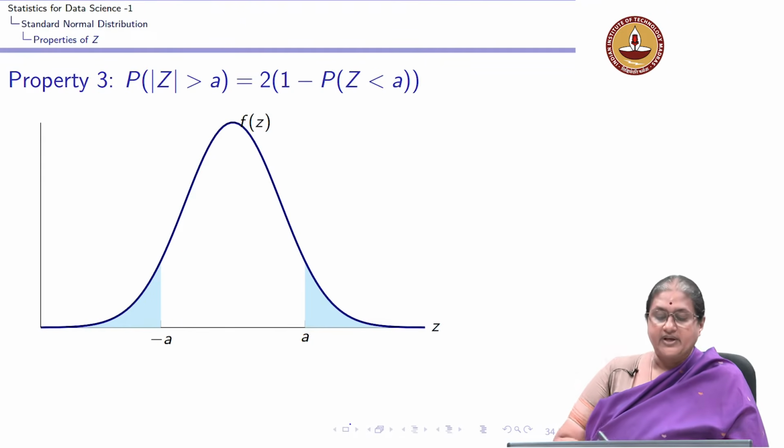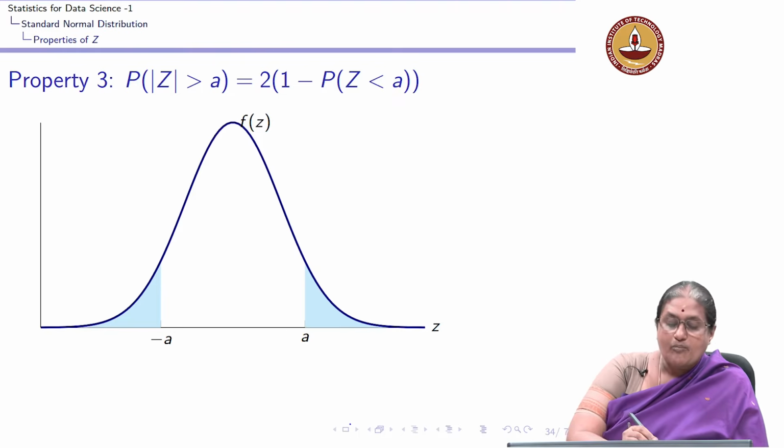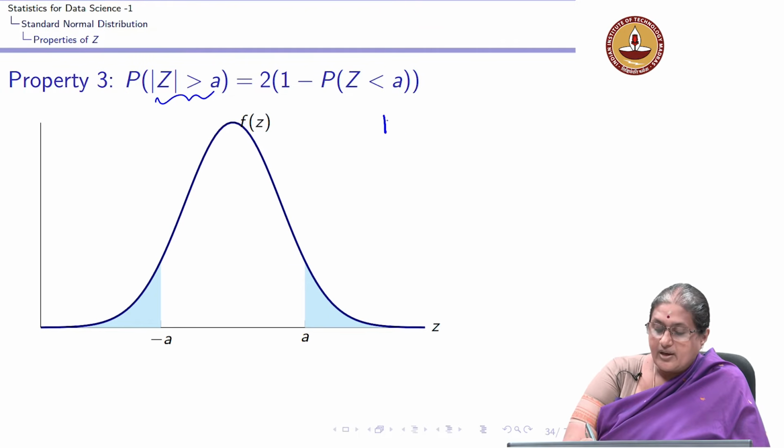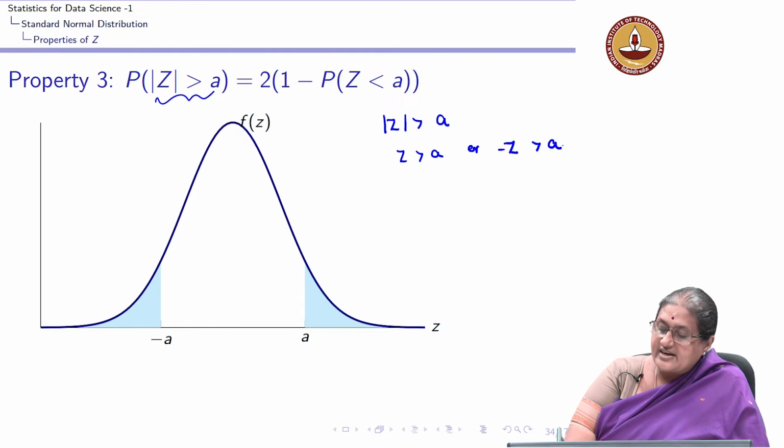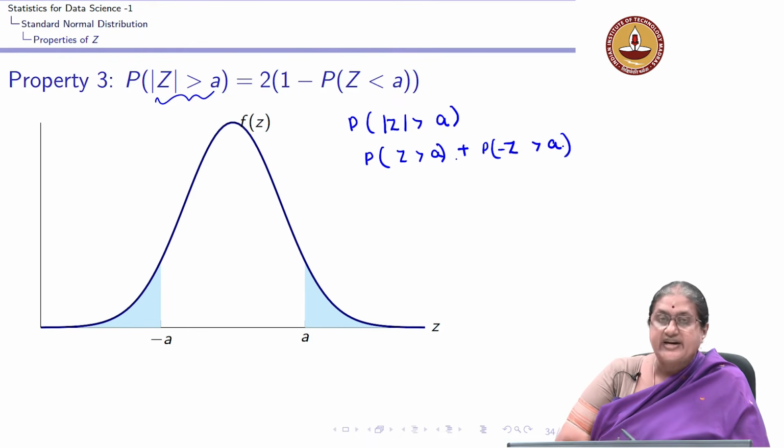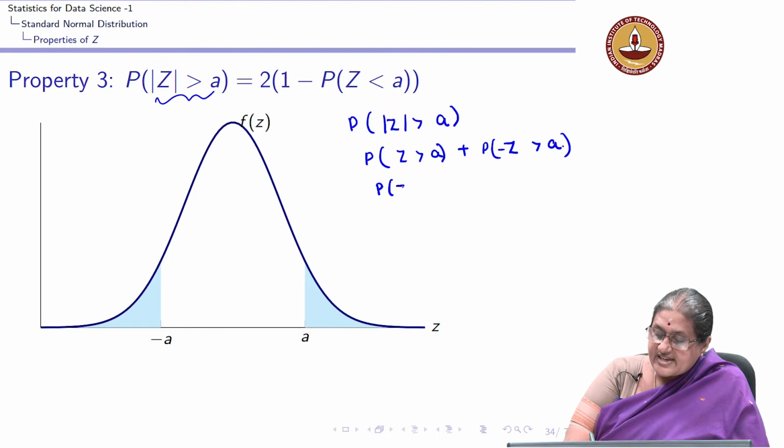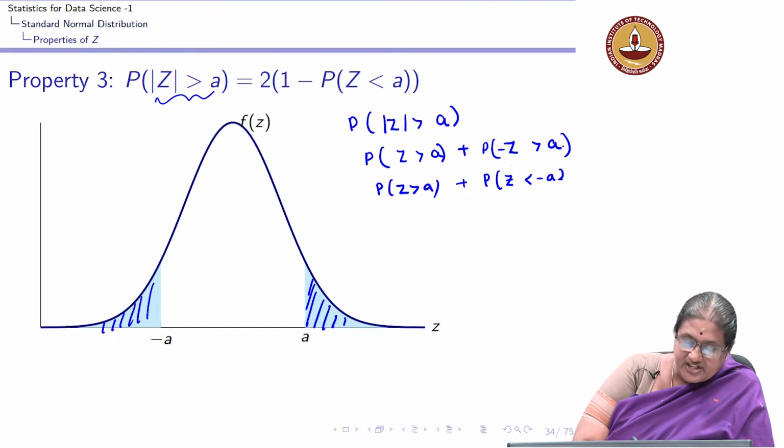The third property is to find out the probability that modulus of z is greater than a. Modulus of z is greater than a is the same as z is greater than a or minus z is greater than a. I know that the probability of these two is the addition of the probabilities. Now, probability z is greater than a is given by this shaded region, and minus z is greater than a is the same as z is less than minus a, which is given by this shaded region.